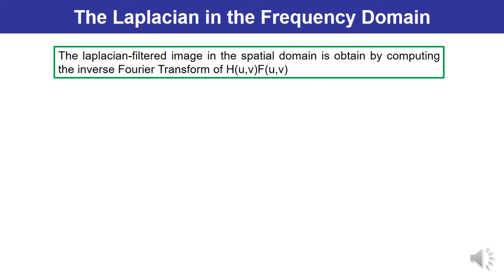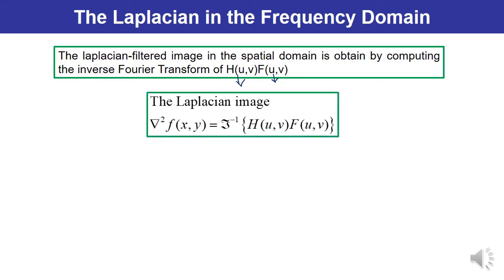The Laplacian filtered image in the spatial domain is obtained by computing the inverse Fourier transform of H(u,v) times F(u,v). Obviously, this is the filter function and this is the input image. So the Laplacian image, del square f(x,y), is the inverse of this particular term H(u,v) times F(u,v).